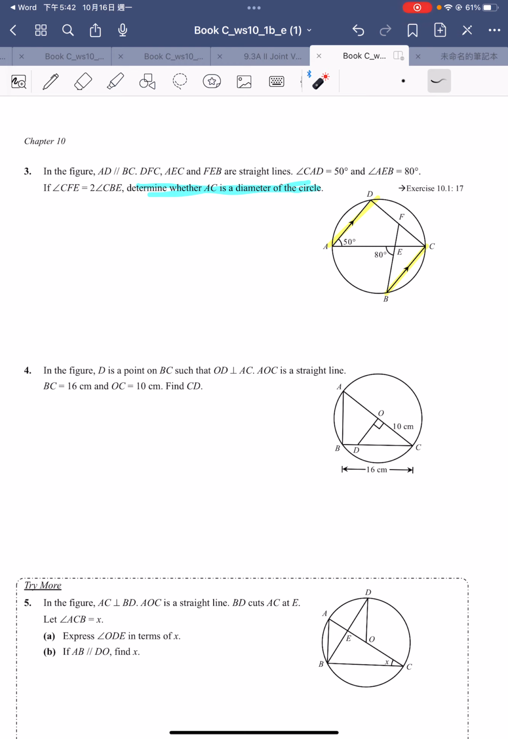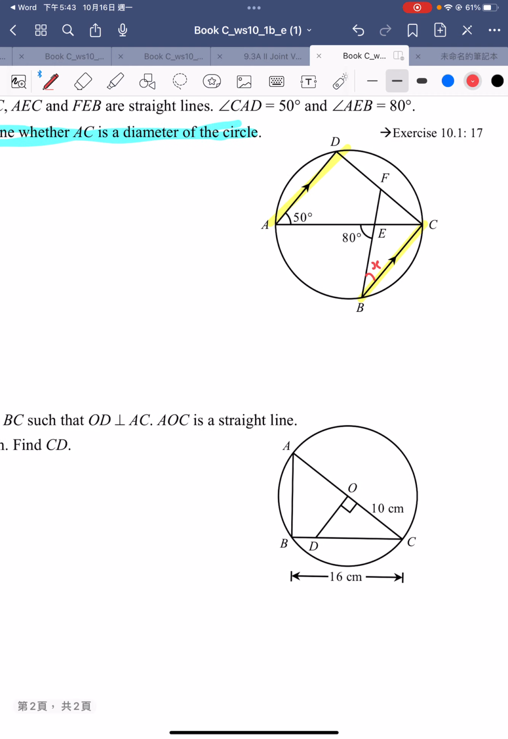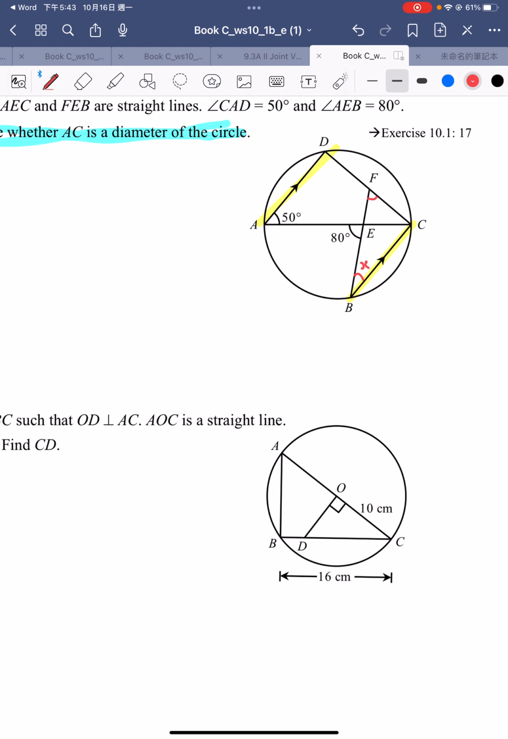So you can see, this is going to be our CFE, and our CBE is going to be here. So this is going to be our B. So this is going to be our CFE. If we let this one be X, then angle CFE is going to be 2X. So we can say that the angle CBE is going to be X, so that angle CFE is going to be 2X. So is there anything else we can do?